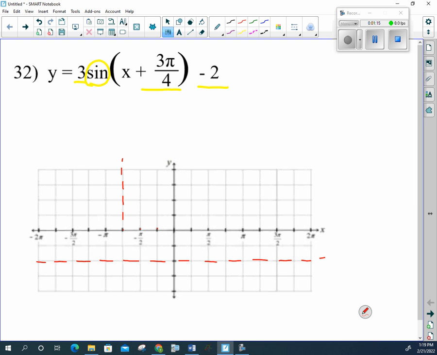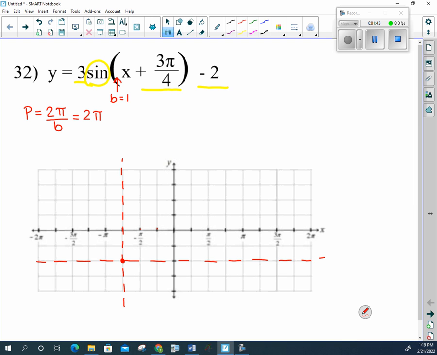So we're going to go ahead and draw in that phase shift. I know my sine curve starts right there. The sine curve always starts on the midline, so I know it's going to start at that point. Now I have to figure out what it's going to do. So we need to figure out what the period is. Remember, the period is always 2 pi divided by the absolute value of b. In this scenario, b is 1. So the period is just 2 pi.